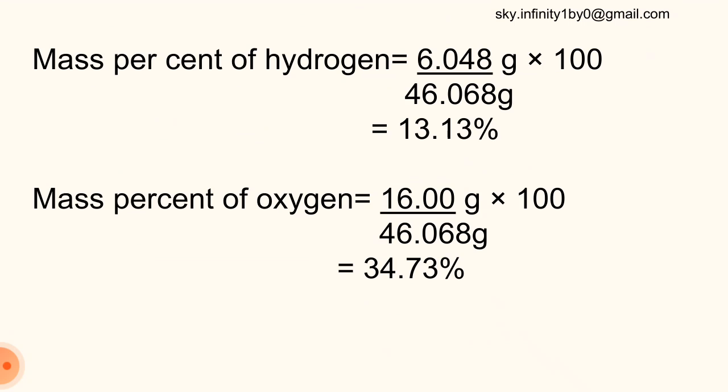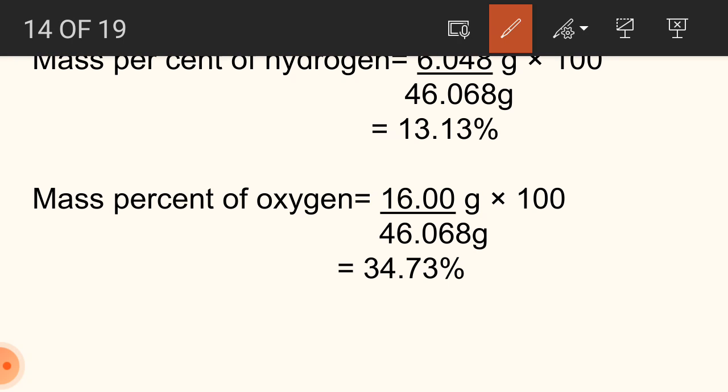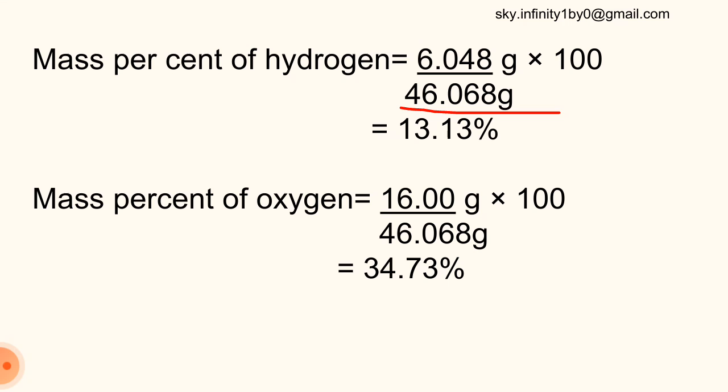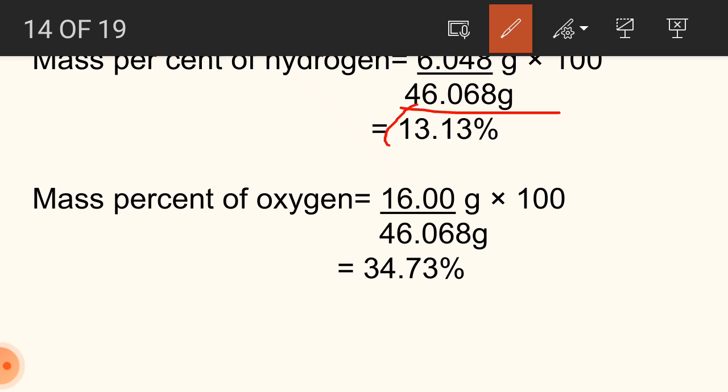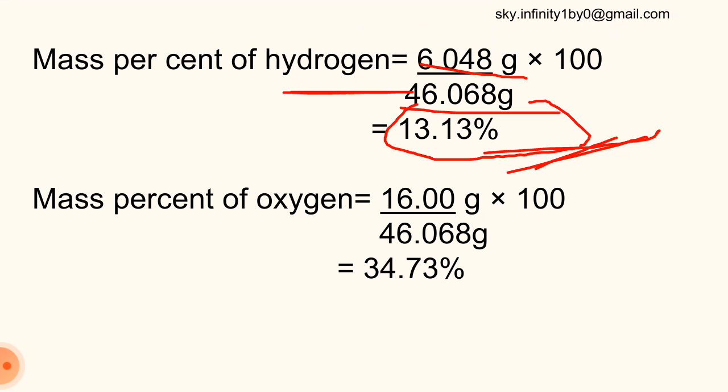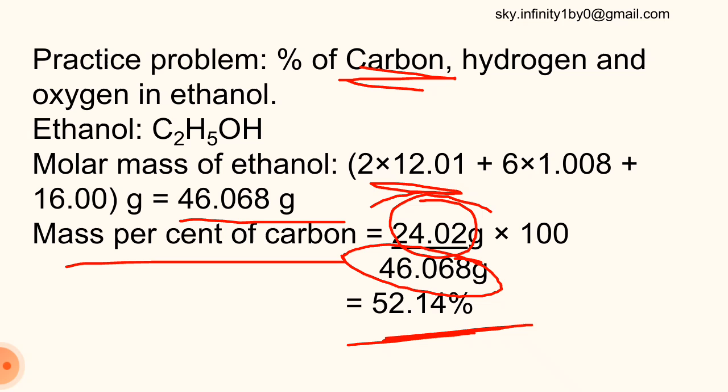Moving on to hydrogen. Mass percent of hydrogen is calculated as follows. In the numerator, we'll have 6.048 grams, and in the denominator, we'll have 46.068 grams. So, by calculation, the answer is 13.13%. Here we take 6.048 grams for hydrogen, mainly because there are 6 hydrogen atoms and the individual atomic mass of hydrogen is 1.008.